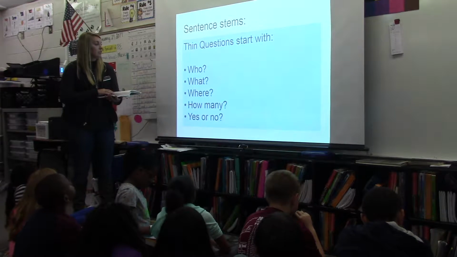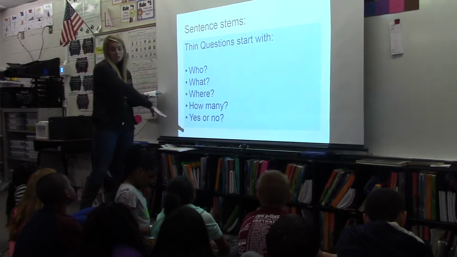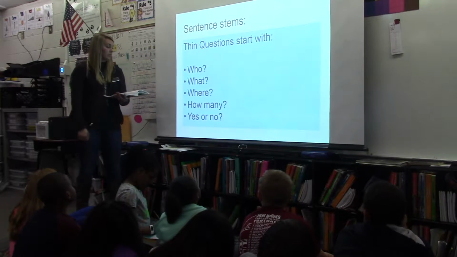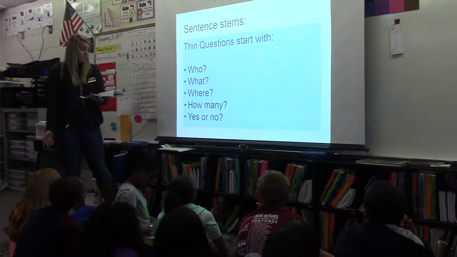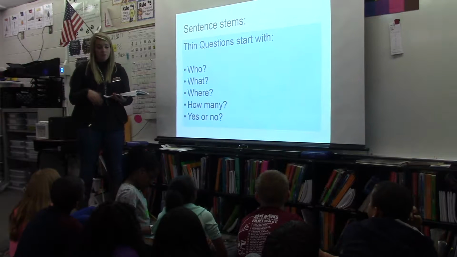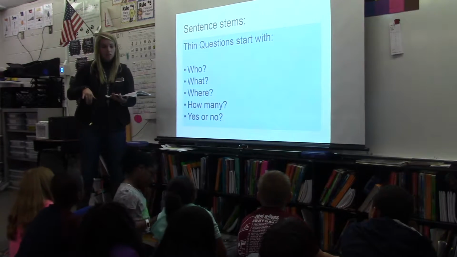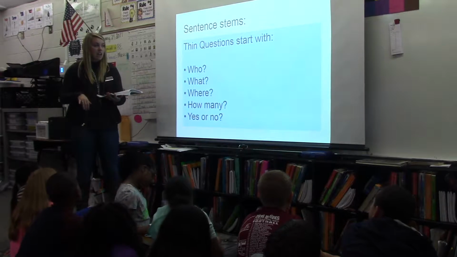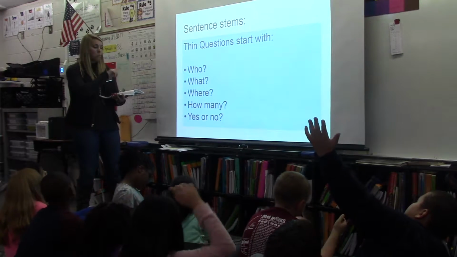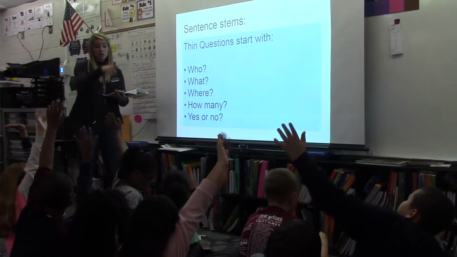So now here's your sentence stems. We've been working with these all week in book club, right? Our sentence stems are the W questions: who, what, where, and then we also have how many, and it can be a yes or no question. So somebody give me a question that starts with where. A thin question using the word where. Ethan.